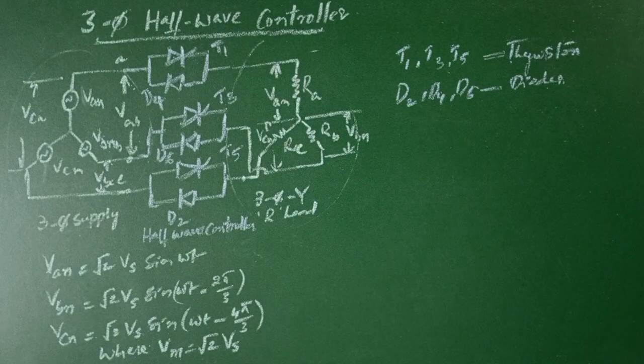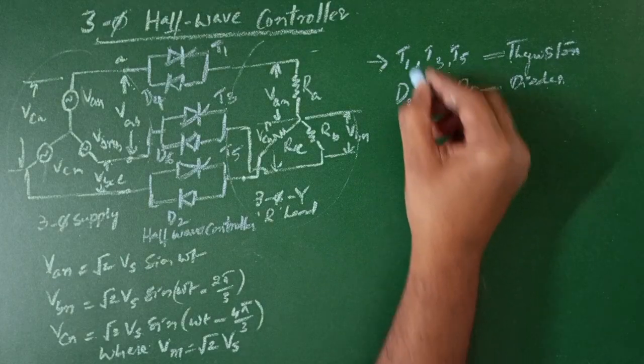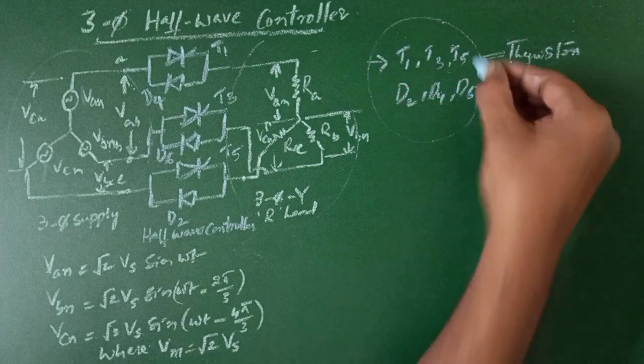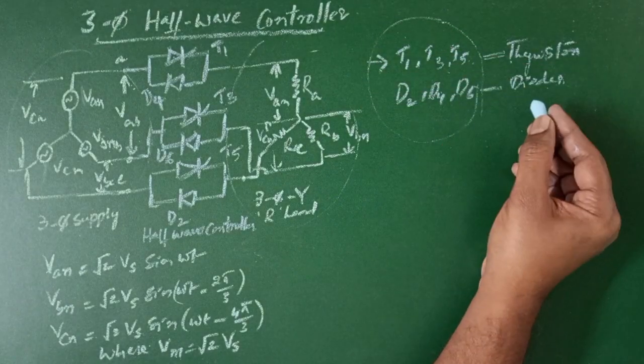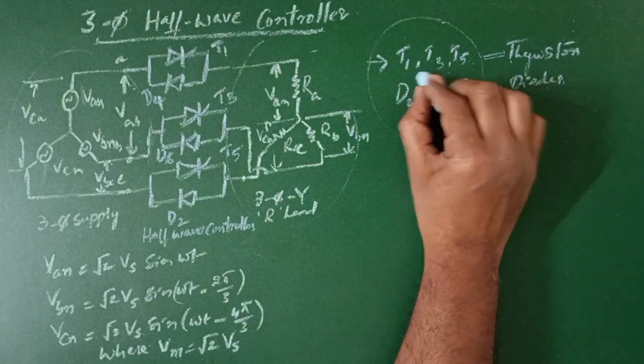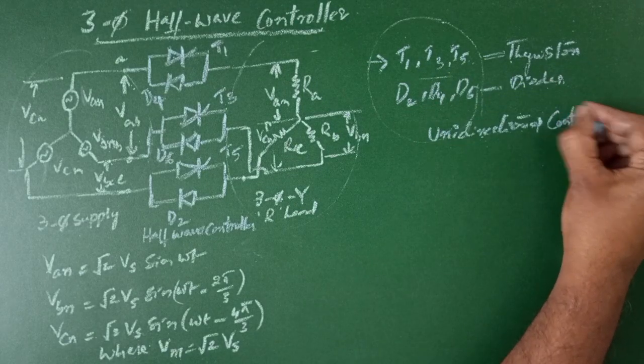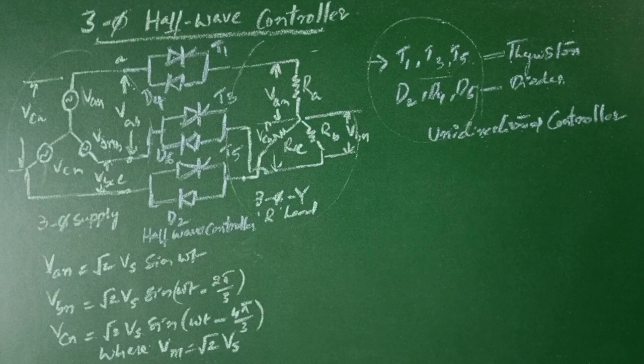The current flow to the load is controlled by the thyristors, and the firing sequence will be T1, T2, T3, and this is the standard notation for a half-wave controller. Since we are controlling in one direction, this is known as a unidirectional controller. This is the voltage controller itself.